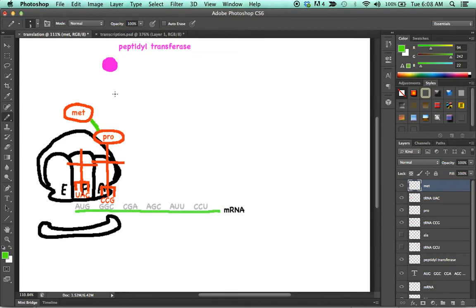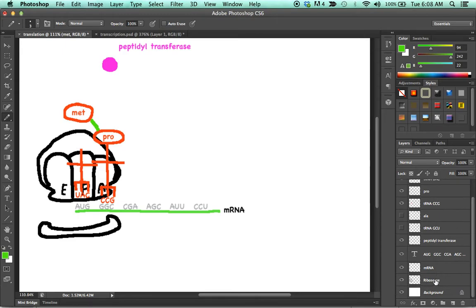This reaction is catalyzed by peptidyl transferase. So again, whenever the P and the A site of the ribosome are occupied, peptidyl transferase will catalyze the formation of a peptide bond between the adjacent amino acids. Then what happens next?